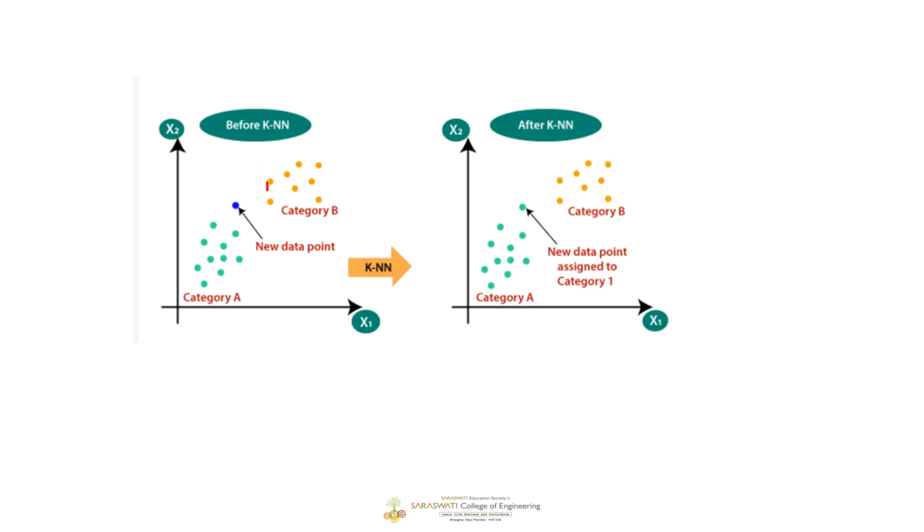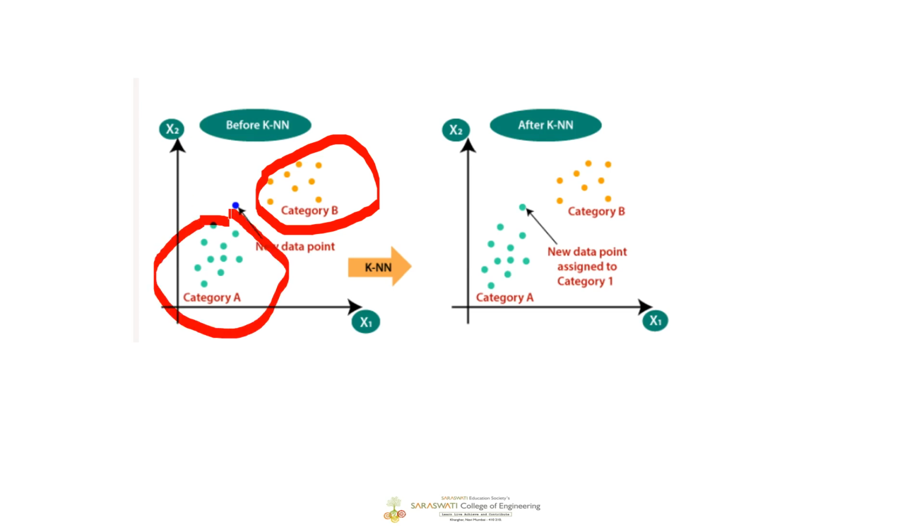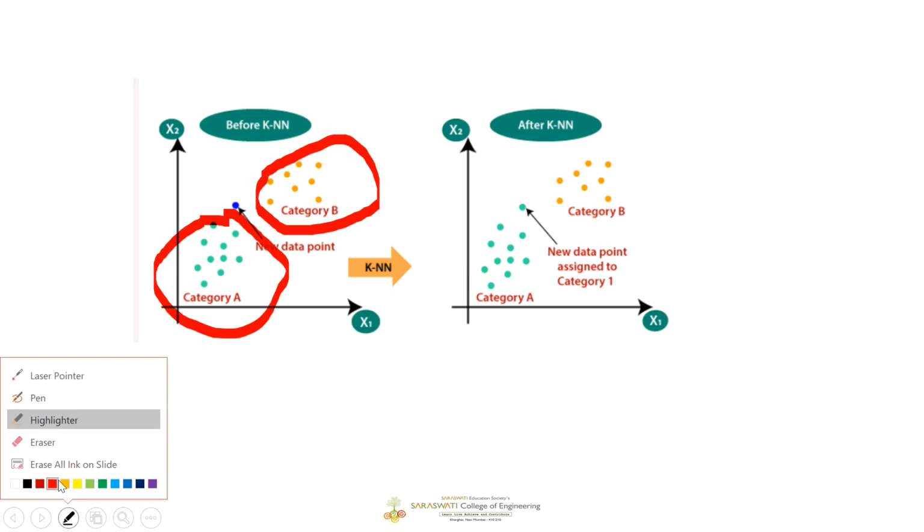Now, I have this class of yellow dots called class B, and this class of green dots called class A. I have a new data point, which is this blue dot. Now what we will do in KNN is calculate the distance of this blue dot with each of the green dots.